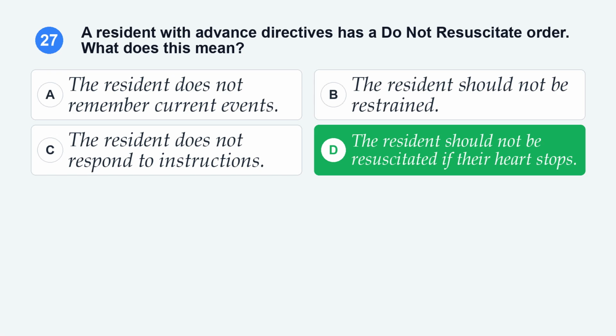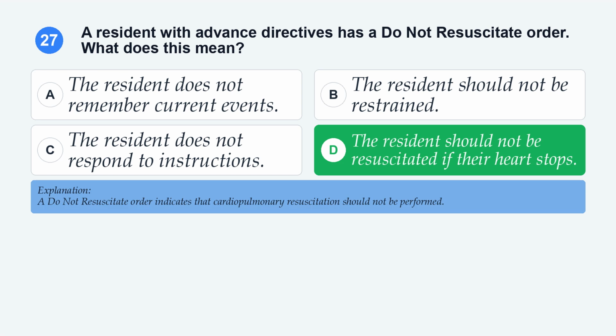The correct answer is option D. The resident should not be resuscitated if their heart stops. Explanation. A do not resuscitate order indicates that cardiopulmonary resuscitation should not be performed.